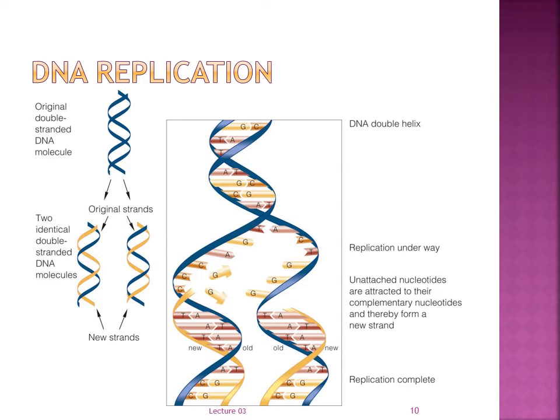But since A's only bond with T's and C's only bond with G's, each of the new 2-stranded molecules is identical to the original. We start with a single AT pair that splits. The A finds a new T, and the T finds a new A, so we end up with 2 AT pairs. Duplicate that process a few billion times, and you have 2 completely identical DNA molecules, all just by relying on the natural chemical processes of the nuclear bases.